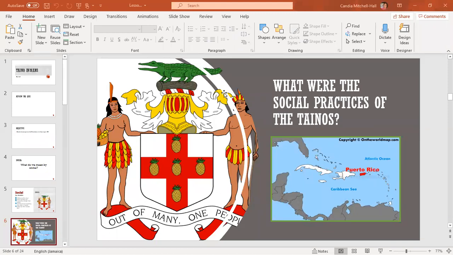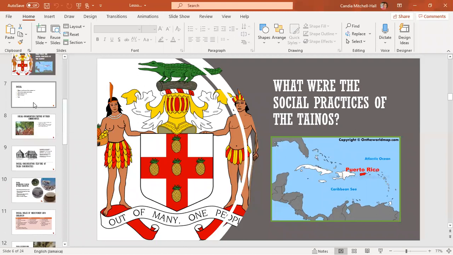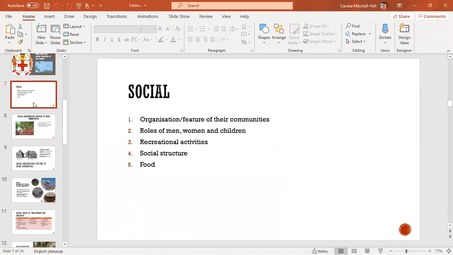But so we understand, when we're looking at social, sometimes we cannot separate the social from the political or the economic, because life is not like that. Everything usually interacts. So when you are doing your exam, I've put this together: when you're dealing with the social aspect of the Tainos, these are some things that you need to look at.